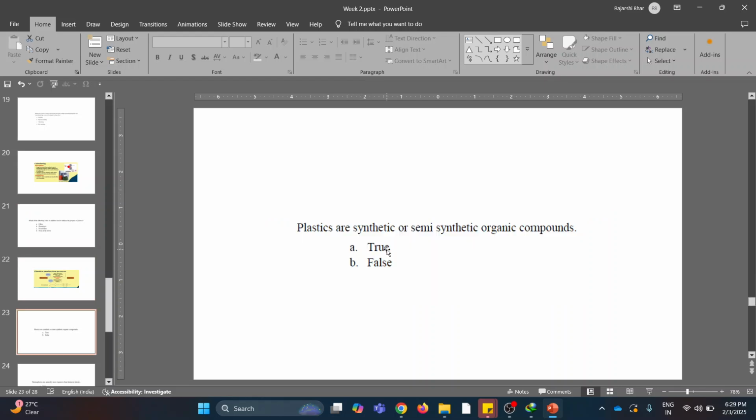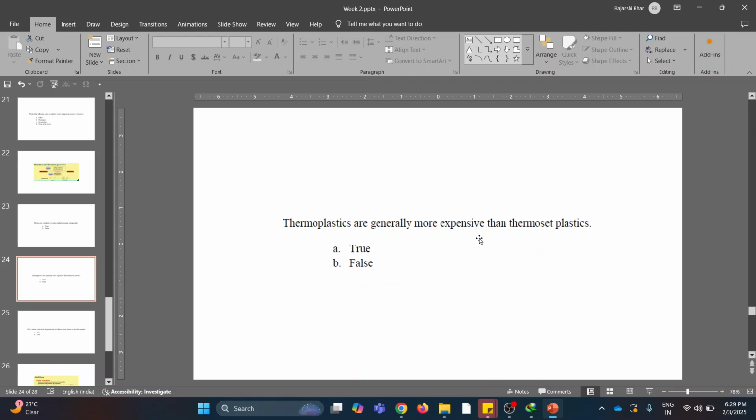So now coming to some true and false type of questions. Plastics are synthetic or semi-synthetic organic compounds. So you can take around 15 seconds to answer this. So the correct answer is true. Then thermoplastics are generally more expensive than thermoset plastics. That is also true. After that, H2O is used as solvent in the production of cellulose nitrate plastics to dissolve camphor. Now you answer whether this is true or false.